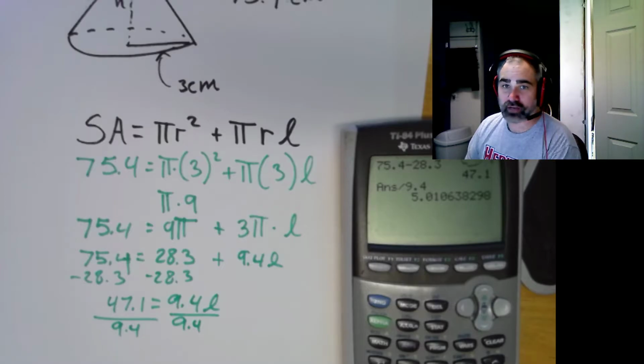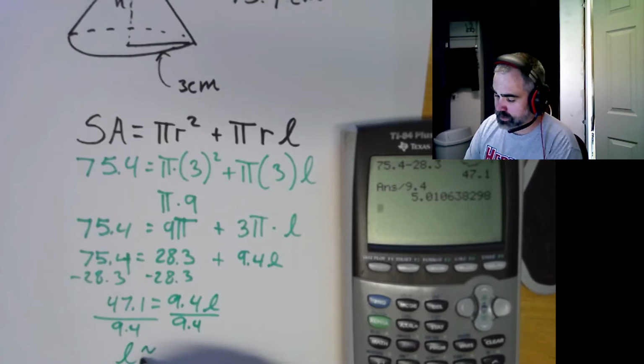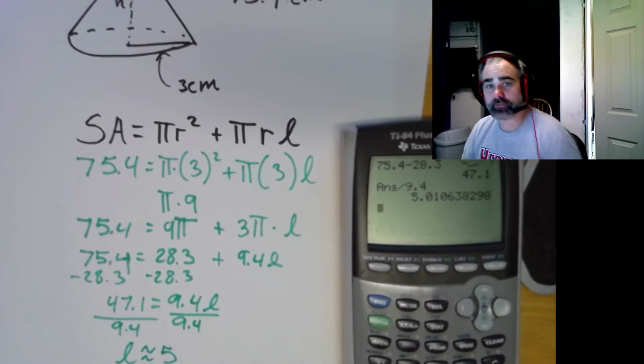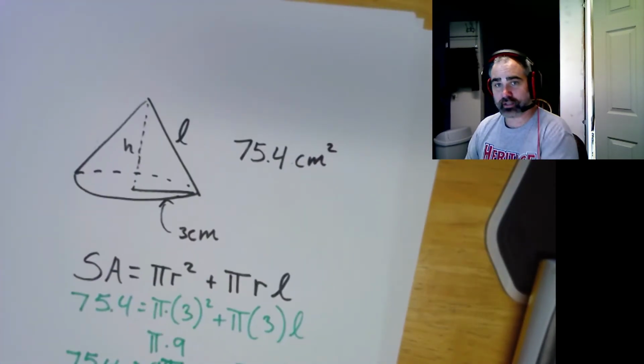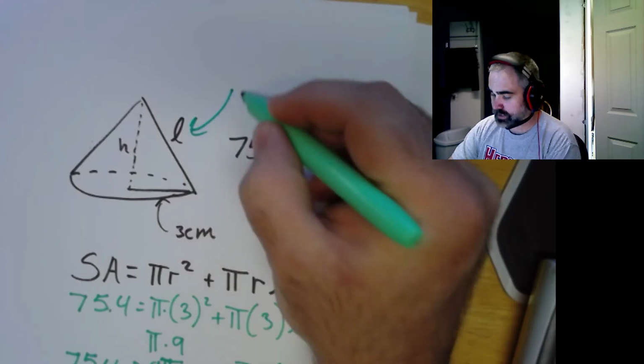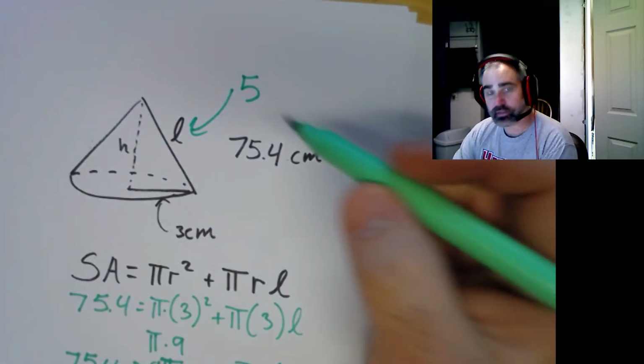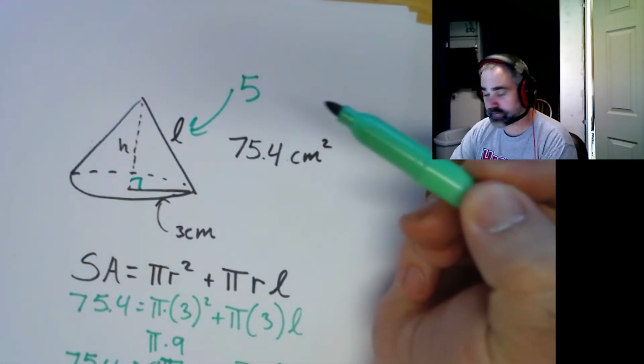And you end up with about 5. Okay, so the slant height is about 5. Now if I want to find the height, now I've got a triangle. So we're going to go back here. Now I know that the slant height is 5. I just need to find the height, and I have a right triangle here.